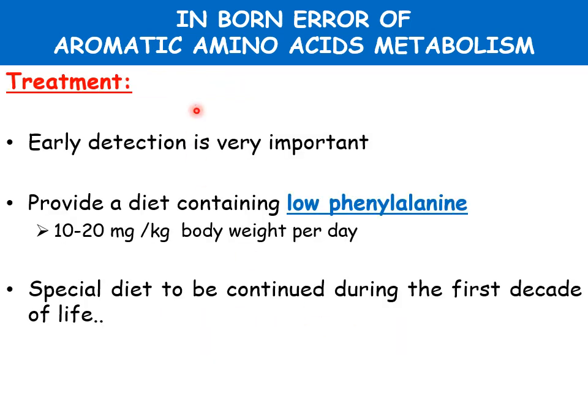Treatment. Early detection is very important because late diagnosis affects the development of the brain and the child suffers from mental retardation. So it is very important to identify and diagnose the patient in early life. The child should be provided a diet containing low phenylalanine, 10 to 20 milligram per kg body weight per day. The special diet has to be continued during the first decade of life, which is very essential.